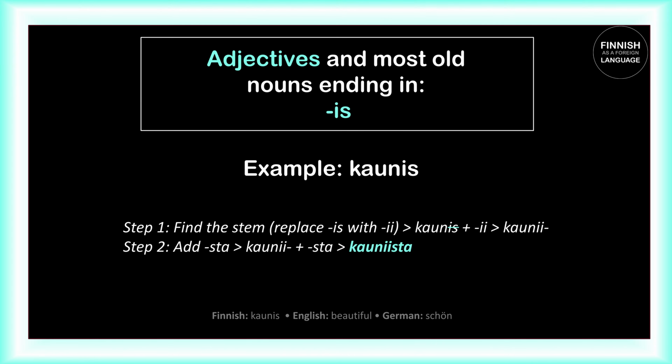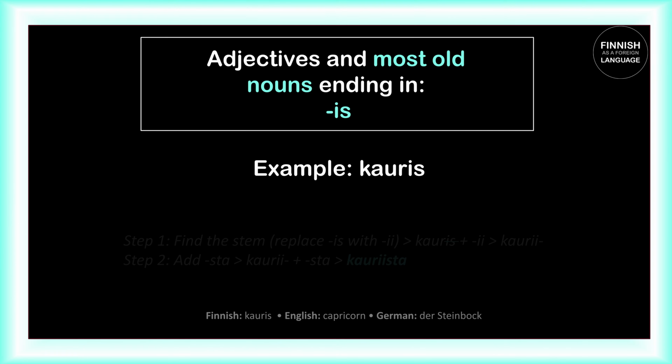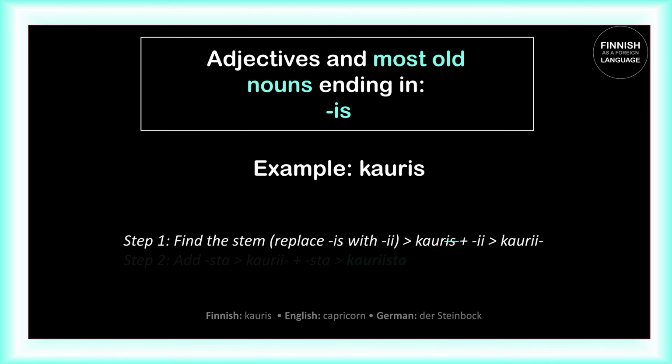Pay attention that when we want to find the stem here, we have to replace the ending is with a double i. Alright, let's move on to the other example. Most old nouns ending in is. Here's one example. Kauris means Capricorn. In the first step we have to find the stem, which we get when we replace the ending is with a double i. So kauris changes to kaurii with a double i, which is our stem.